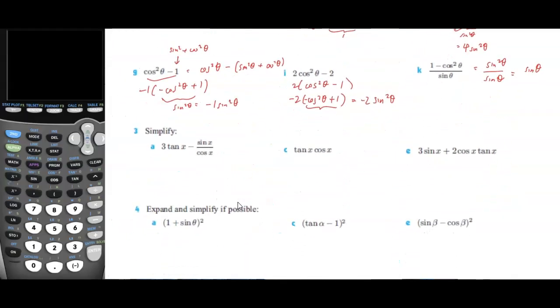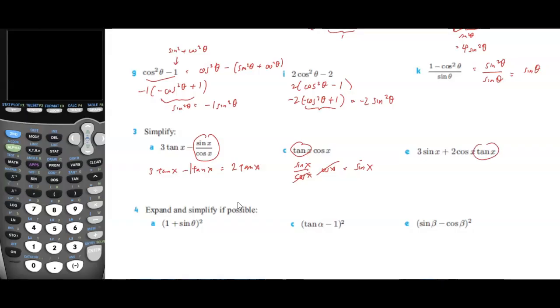Number 3, so I have 3 tan x minus sine x cosine x. Remember, sine x cosine x is equal to tan x. So now I have 3 tan x minus tan x. So that would be the same as 3 tan x minus 1 tan x. So that would be 2 tan x. Tan x times cosine x. Remember, tan x is equal to sine x divided by cosine x. So I could cancel out the cosine x and end up with just sine x.